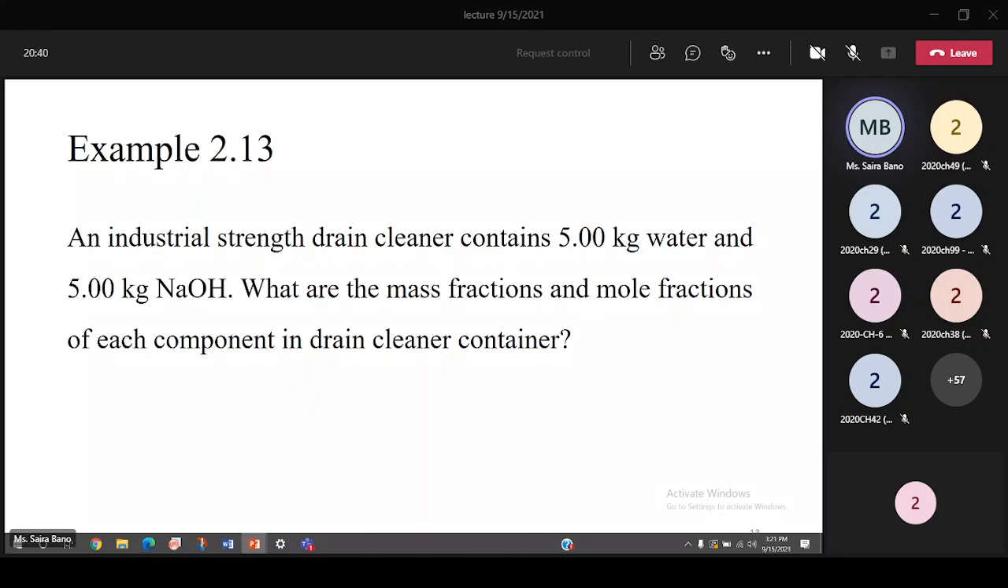Okay. So I think you know how to take the basis of a problem. First of all, you have to select the basis. Here you are given the masses of individual components. You can add these components and take an overall basis. So 5 kilogram of water plus 5 kilogram of sodium hydroxide, the total mass will be 10 kilogram. So your basis will be 10 kilogram of solution. So next, please solve this.